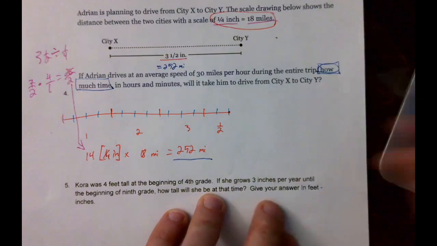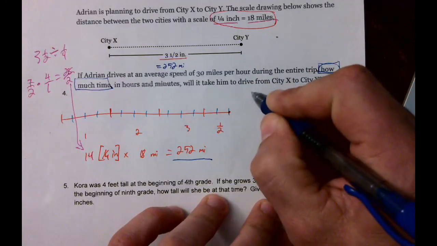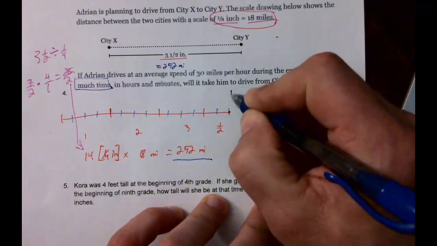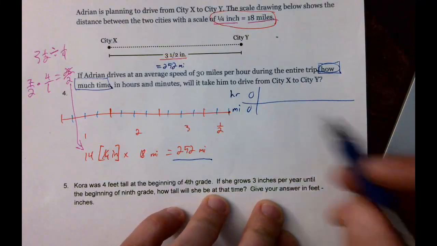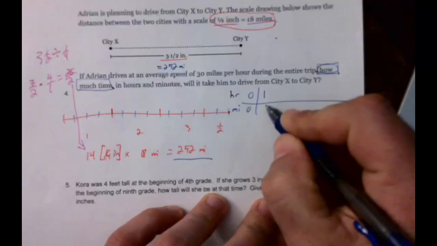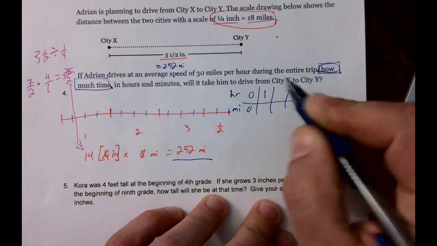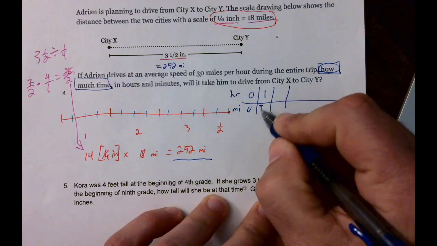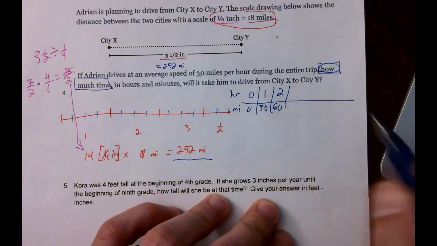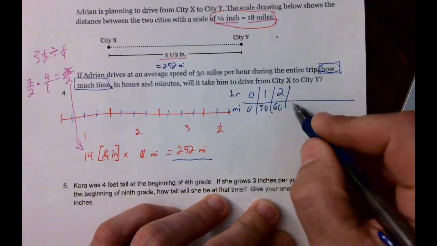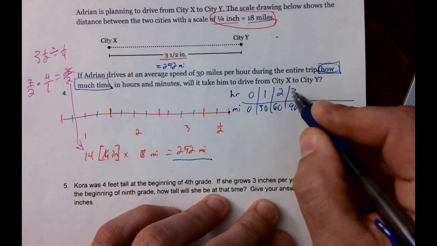Well, let's just think about something. 30 miles per hour. So I'm going to start out with 0 hours and 0 miles. I hadn't spent any time driving. I hadn't gone anywhere. After 1 hour, how far have I gone? Well, 30 miles per hour means 30 miles. Another hour, another 30 miles. Now notice I added 30. Another hour, another 30 miles.